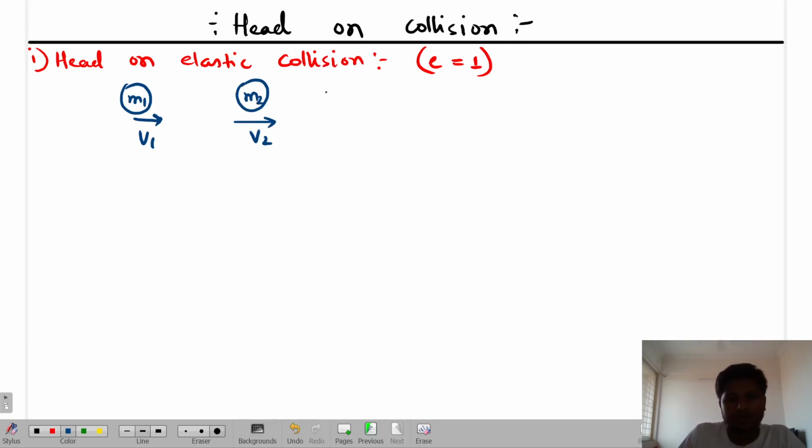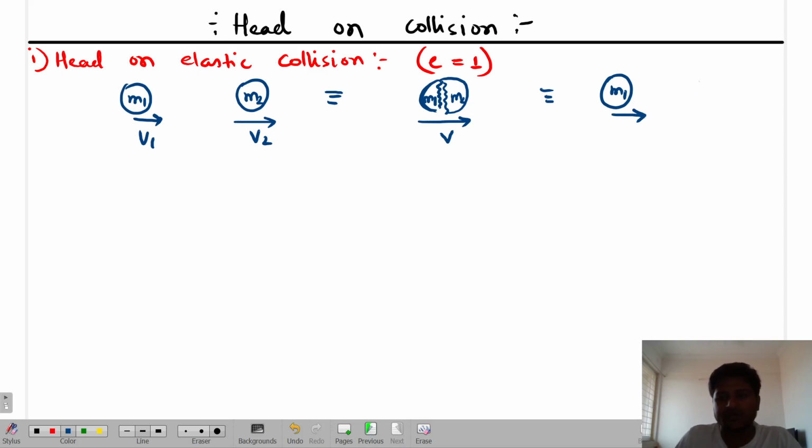Right or not? They got collided. So what will happen? Some part of masses m1 and m2 will be deformed. So this is m1, this is m2. At that time, they're moving with common velocity. Are you able to get me or not? Then once again they get separated. m1 moves with I do not know which velocity, and m2 moves with which velocity we have to check. Are you able to get me or not?